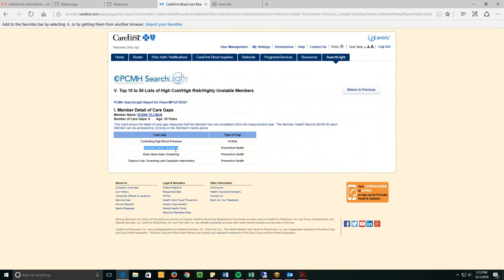Just cervical cancer screening. That's it. Because body mass index will come from us, tobacco use comes from the MA, controlling high blood pressure comes from the MA. Just the cervical cancer screening has to come from the doctor. So if you already see that the doctor ordered it and the patient didn't get it, all you have to do is call the patient and say, hey, get this before December 31.